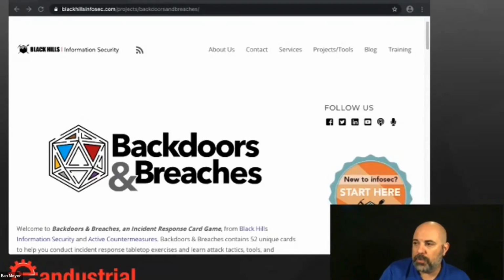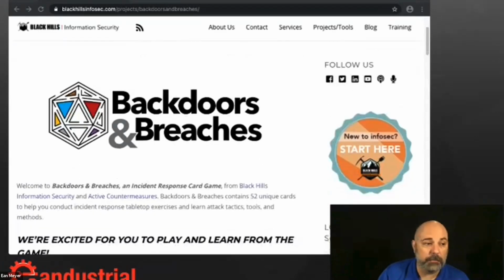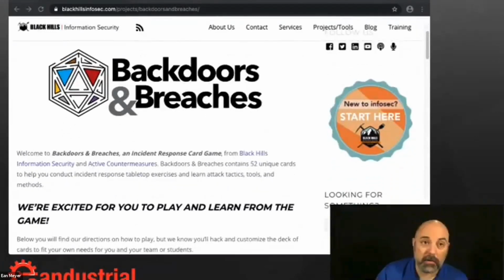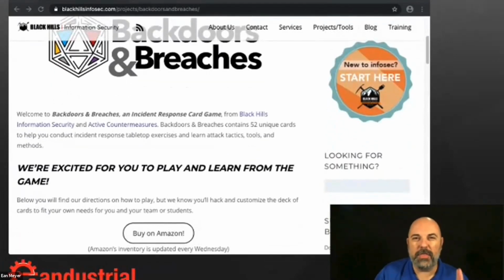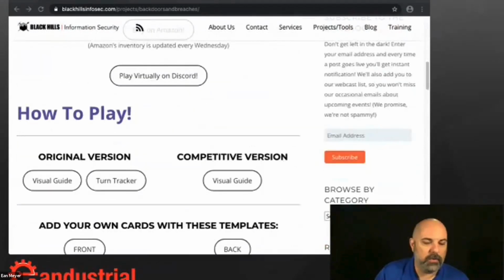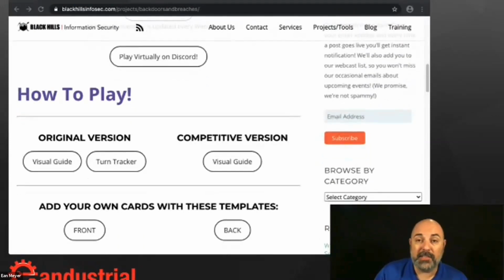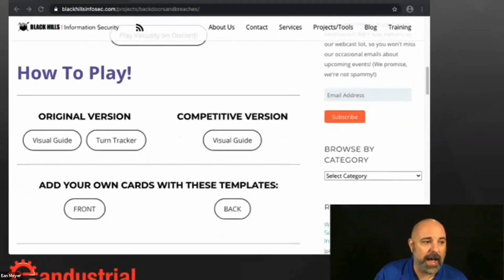But Backdoors and Breaches, you can search for Black Hills and Backdoors and Breaches, and you will get all kinds of information on this game. So what is this game? It is a card game, a lot like, not a lot like Magic the Gathering or some of these other things, but essentially it's a thought exercise. It allows the incident master, who's going to be me, I'll be playing the role of the incident master today, to come up with a scenario, something that you have to figure out.